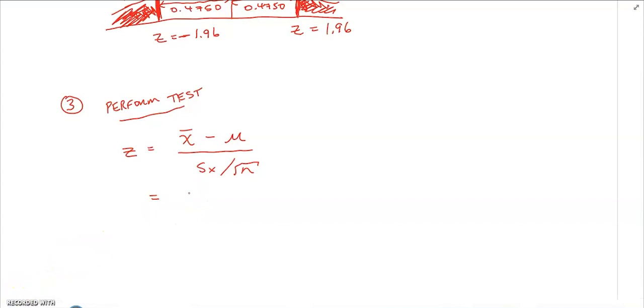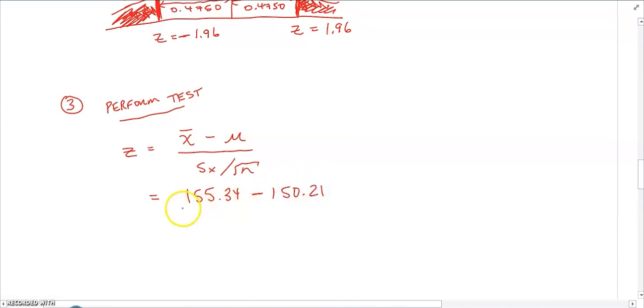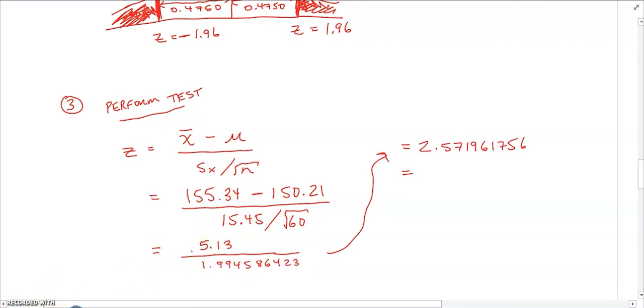Our sample of the 60 hotels gave us a sample mean of $155.34. And the claim was that the average was $150.21. The standard deviation from our sample was $15.45. And the size of the sample was 60. So we're going to take that and divide by the square root of 60. I do suggest showing the extra work, and we get the following. I got 5.13 divided by 1.994586 and change.